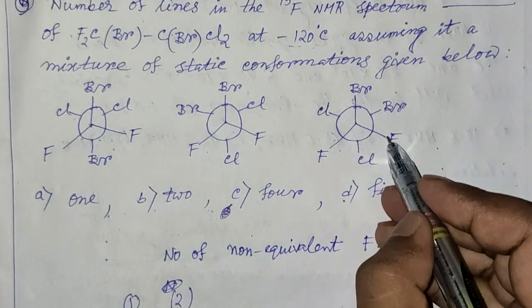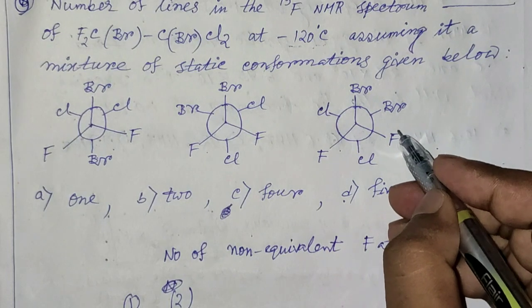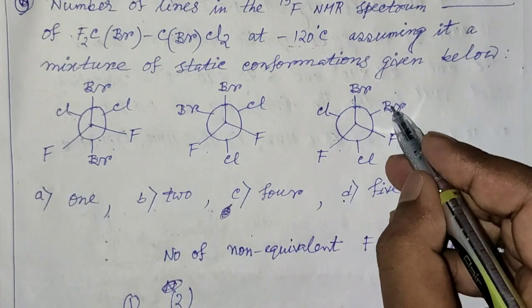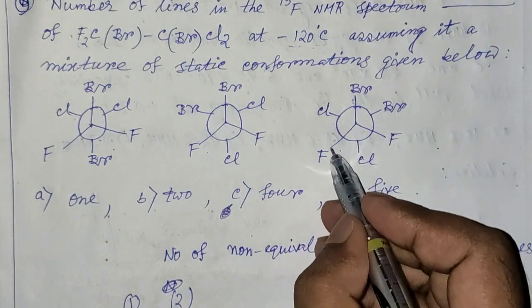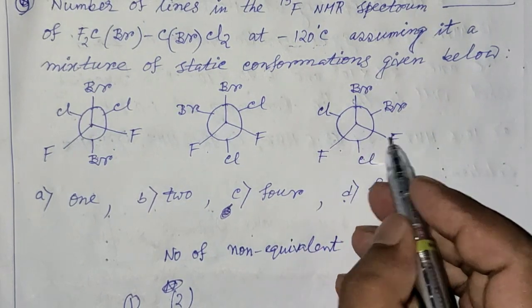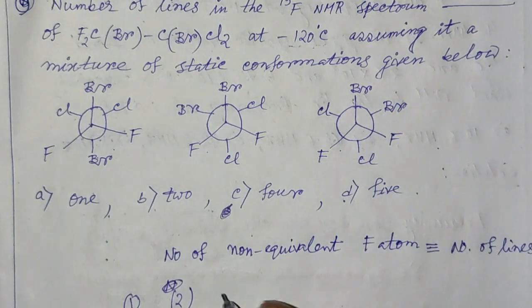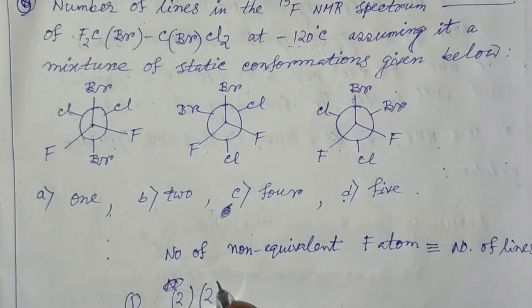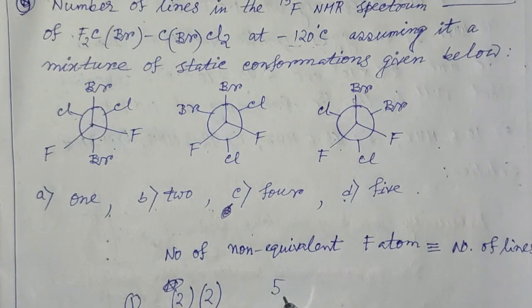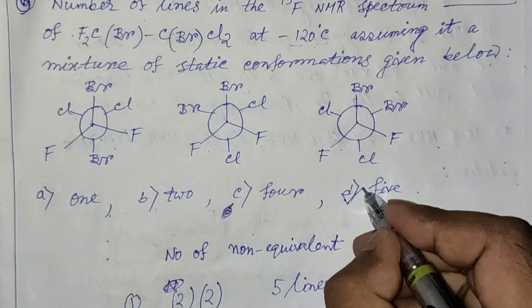Similarly these 2 fluorine atoms are also not chemically equivalent, since for this fluorine atom there is bromine on one side and chlorine on the other, but for this fluorine atom both sides are chlorine. So this fluorine atom is also not equivalent and they will give 2 lines. So as a total there will be 5 lines. So the option number 4 is the correct answer.